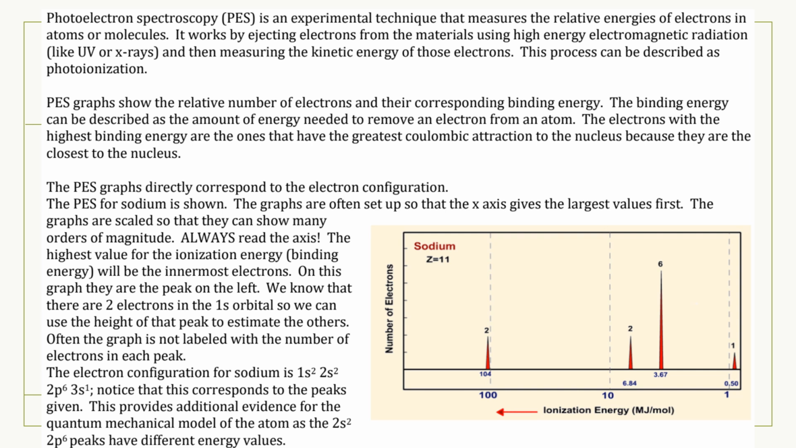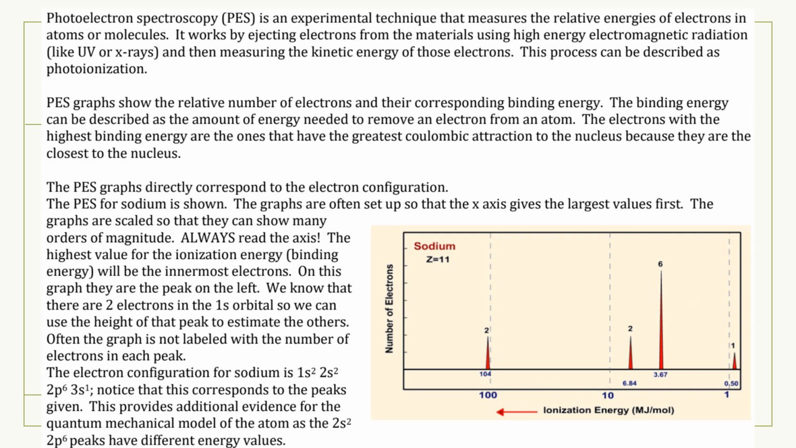So the PES graphs directly correspond to the electron configuration. We see this is the full PES for sodium. The x-axis is often set up to indicate the amount of ionization energy, usually from left to right, meaning the higher ionization energy is on the left, and on the right side it decreases. However, they can flip it on you, so you have to be careful that you're reading it correctly.